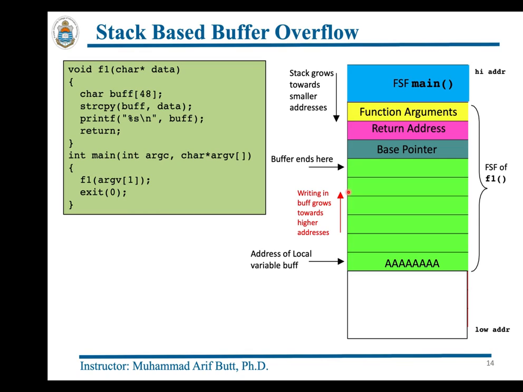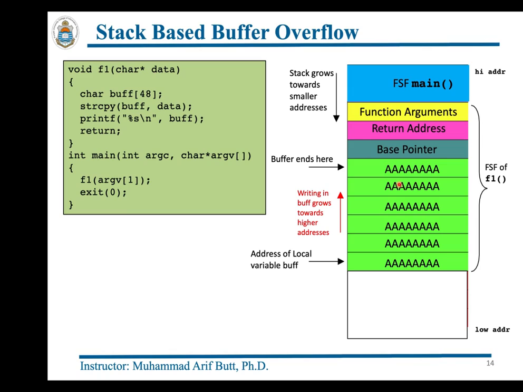Okay, so this is how the data will be copied. The first 8 bytes have been copied over here, the next 8 bytes, the next 8 bytes. If only 48 bytes of data, that is 48 alphabet characters A, are given by the user via command line argument to the main function, and the same is passed to this function f1, the things will work perfectly fine.